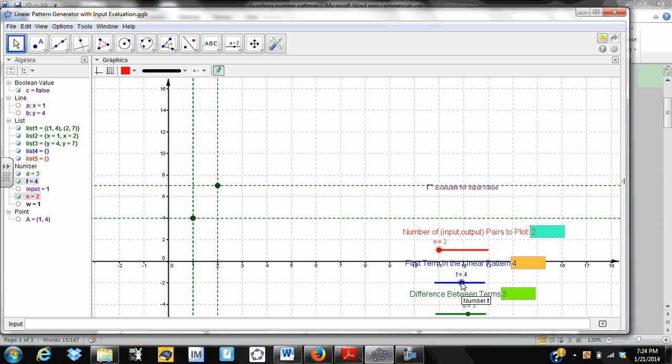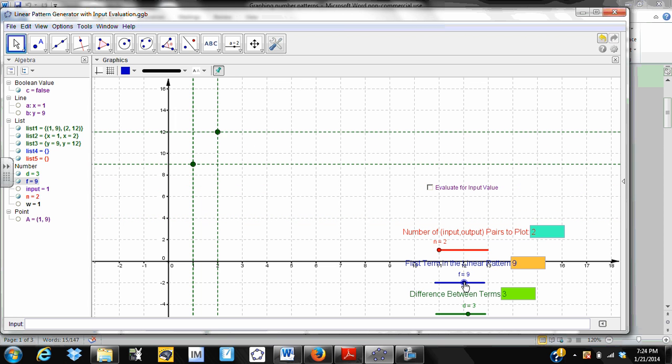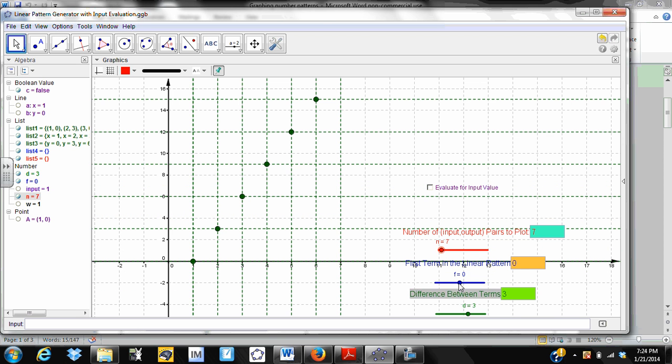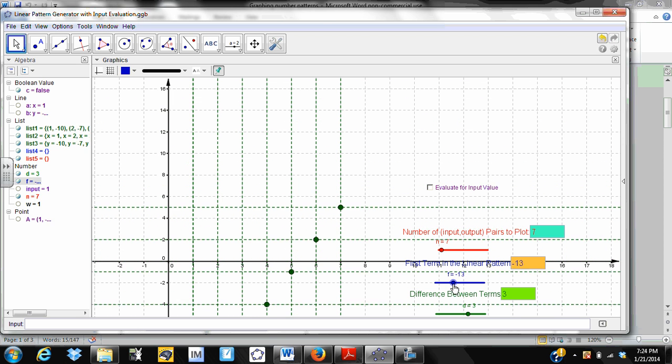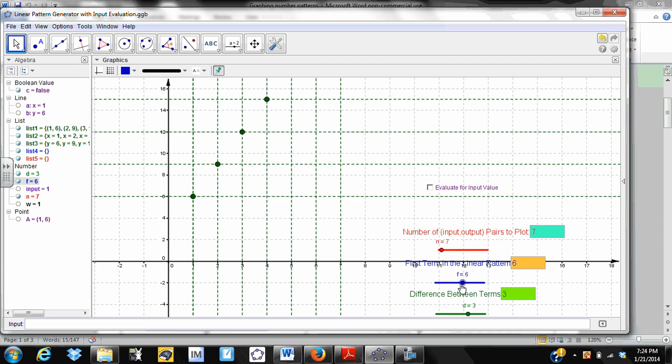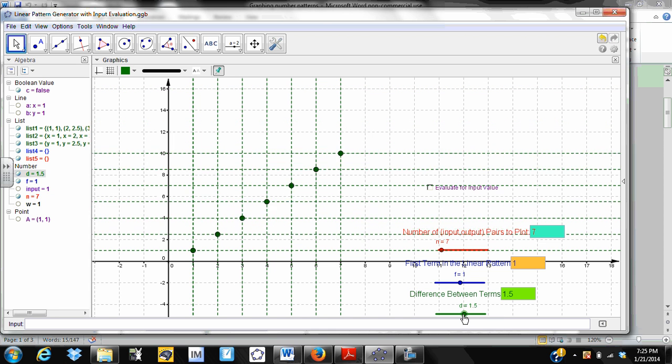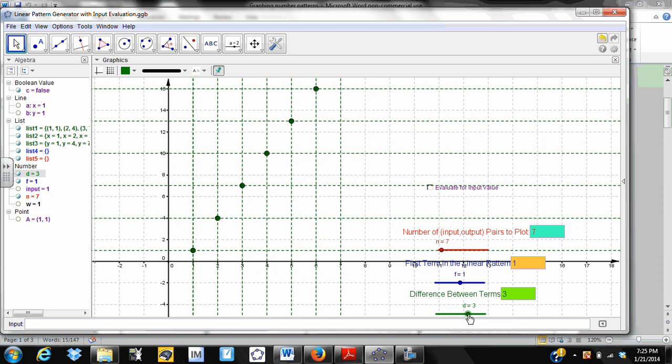I got it set to 4 right now, but notice as we change our first term, it's a nice translation, right? Even if we show more points. It's a nice translation of our points here. And then the difference, which is our slope changer, as we change the difference around, we can see our slope change.